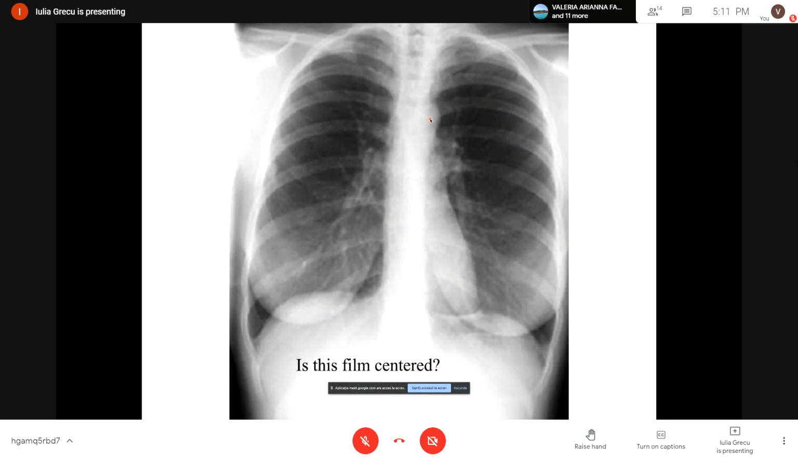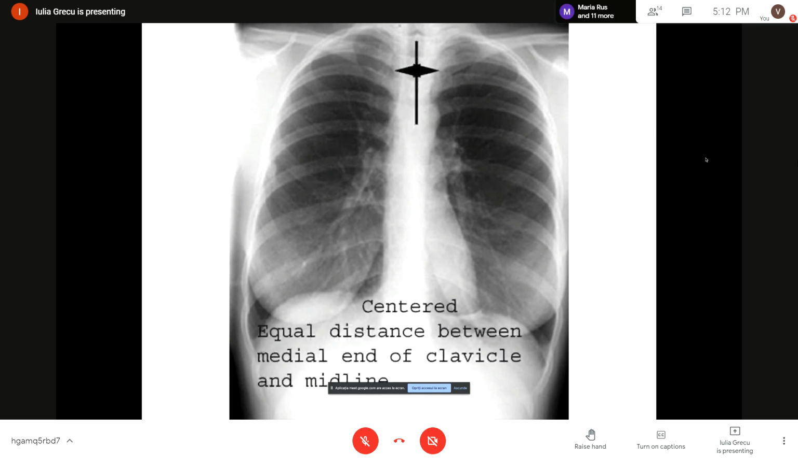So what do you think in this film? Is this chest X-ray correctly centered? Someone, please answer. No. And why is that? It doesn't seem to be perfectly centered, because I think I can see the thorax properly. Like, I don't know how to explain. I will continue and maybe we will get it better.